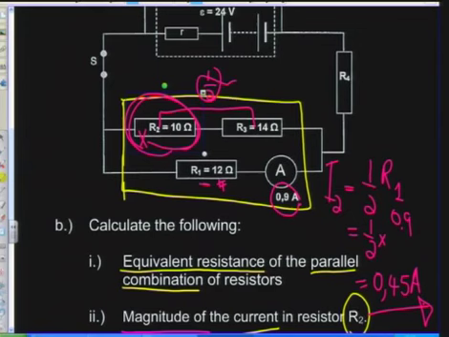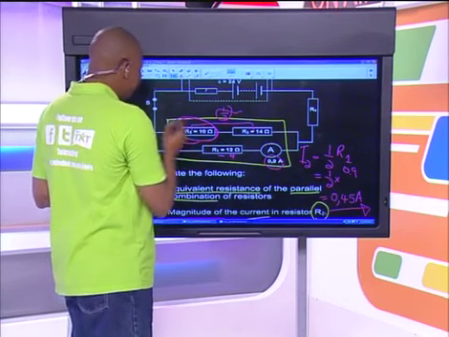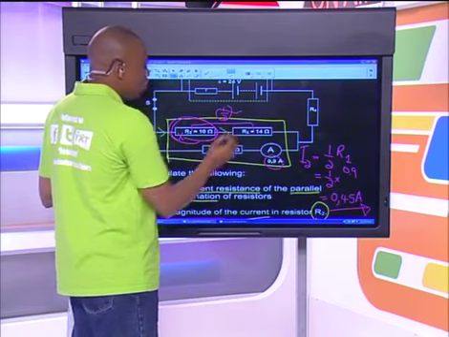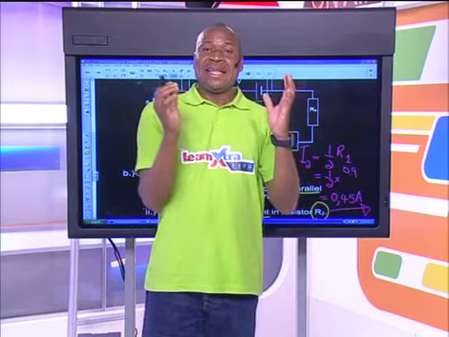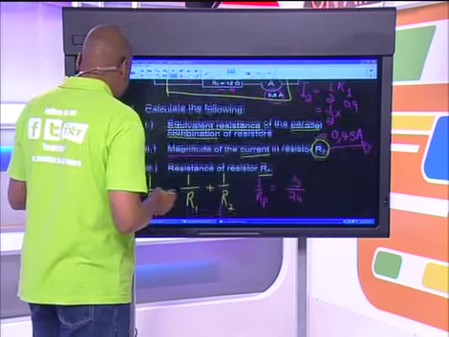Now, somebody might be asking, why, sir, are you saying it's going to be half and you're referring to 24 ohms and yet that one is 10 ohms? Now, look, the current passing through R2 is the same current passing through R3 because they are together, they are in series. But then this series combination is in parallel with another resistor. So that's what is happening there.